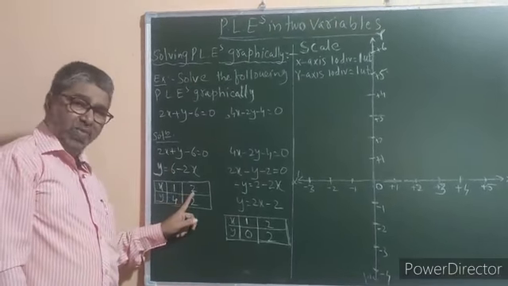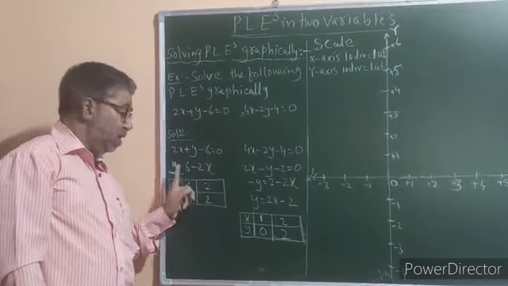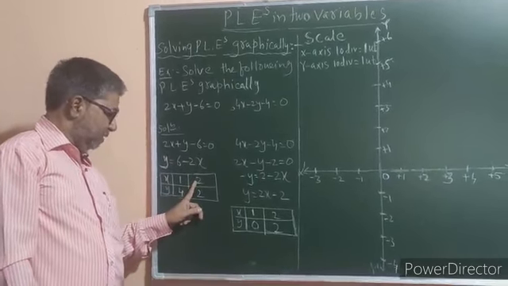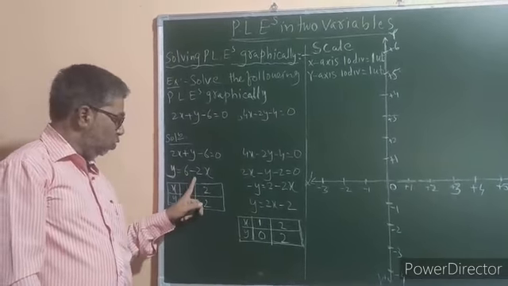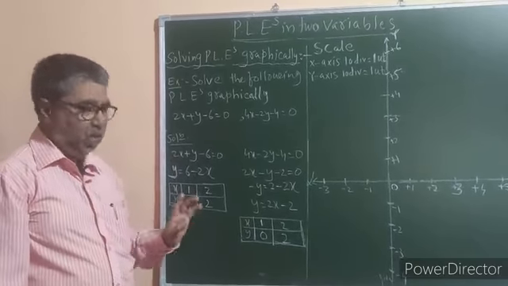Now take the value of x as 2, replace x by 2, so 2 2s are 4, 6 minus 4 will be 2. If the value of x is 2, the value of y is also 2, as per the equation 2x plus y minus 6 is equal to 0.